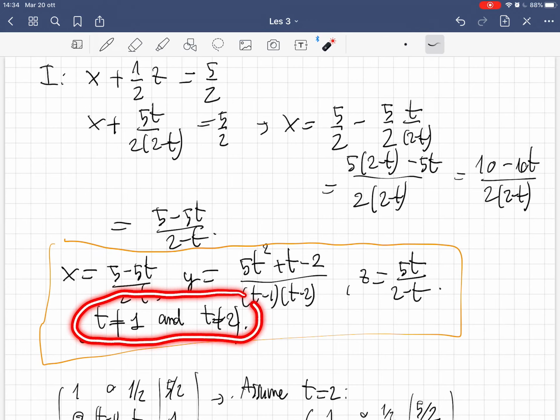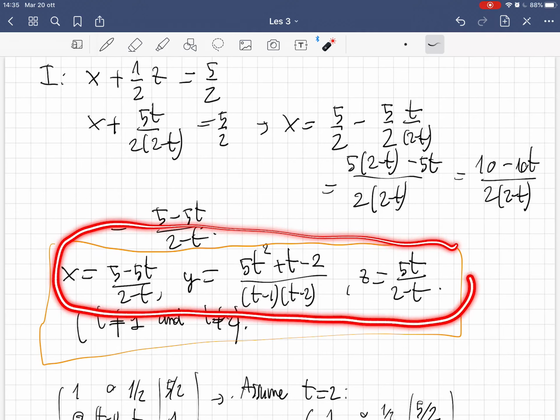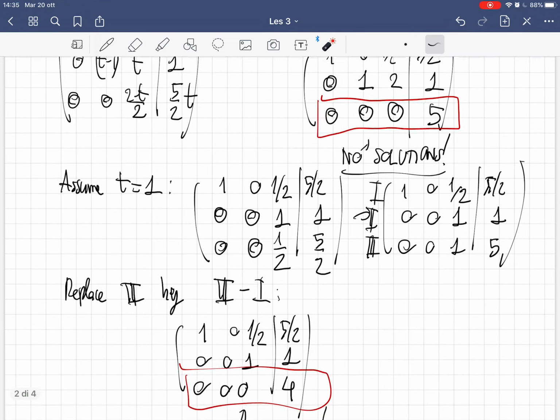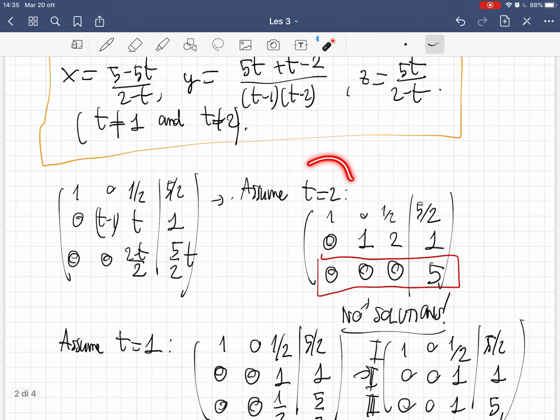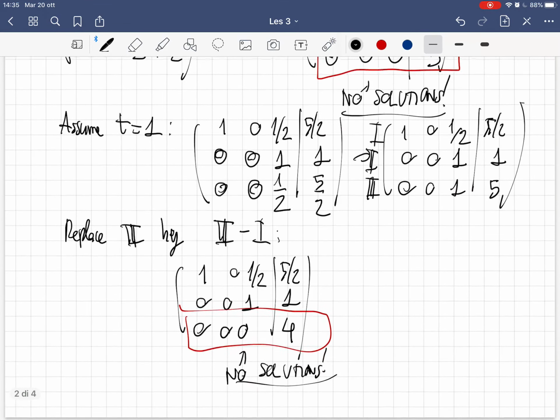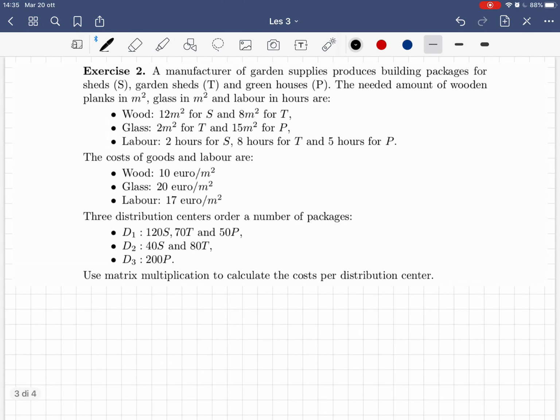We know that if the parameter is different from both 1 and 2, we could divide things, and we found this only solution, which depends on t. On the other hand, if t is equal to 1, you have no solutions, and if t is equal to 2, then you also have no solutions. But you had to discuss these values apart. Okay, we're going to write a detailed solution later on. So let's just move to the second exercise.